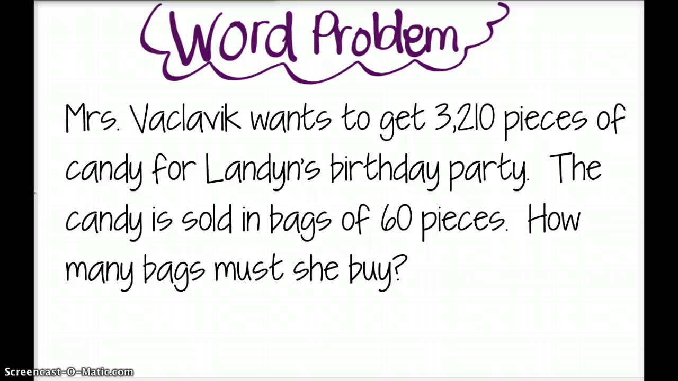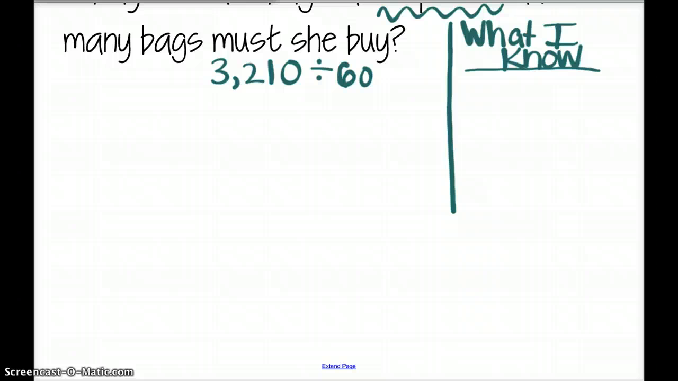Mrs. Vaslevik wants to get 3,210 pieces of candy for Landon's birthday party. The candy is sold in bags of 60 pieces. How many bags must she buy? How do you think we're going to figure this out? What operation do you think we should use, Brandon? Division. Division, exactly. We're going to divide the amount of candy that we need by the amount of candy in each bag to figure out how many bags we need. Could you do it that way too? Go ahead and try this problem, and I'll be right back.